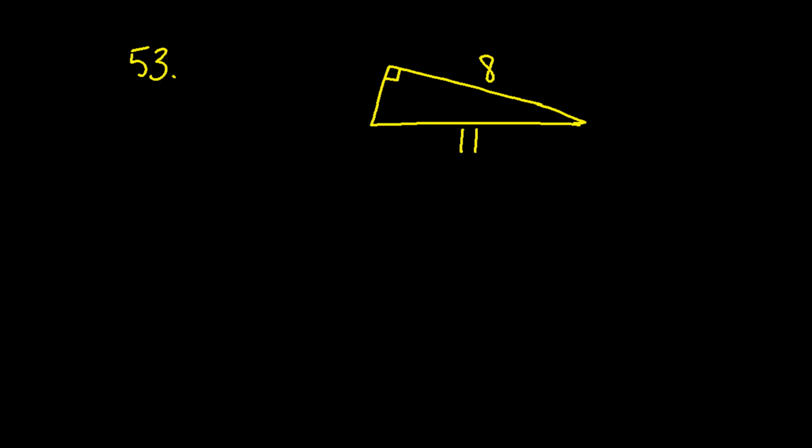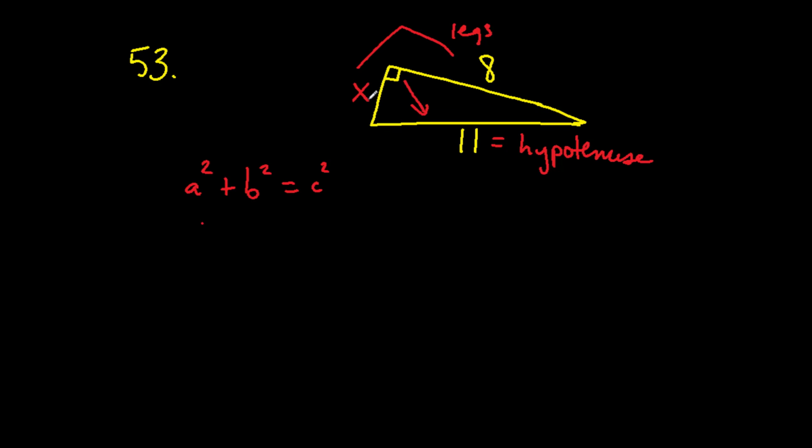For number 53, it's another Pythagorean theorem problem where they're trying to have us solve for a side that is not the hypotenuse, because across from the 90 is the hypotenuse, and that's length 11. So this is our hypotenuse, and these two other values are the legs. So in terms of a squared plus b squared equals c squared, x is one of the a or b, I'll just call it a, 8 is the other one, and c, the hypotenuse, is 11.